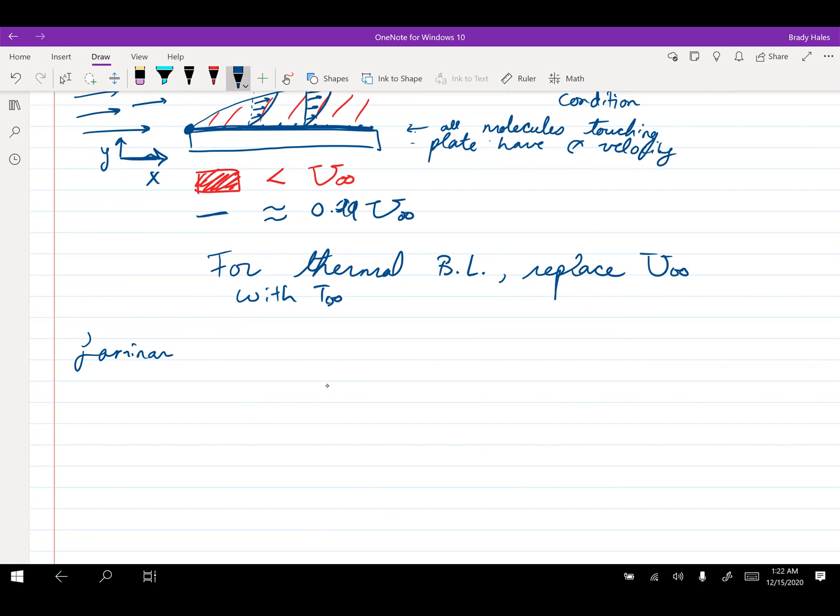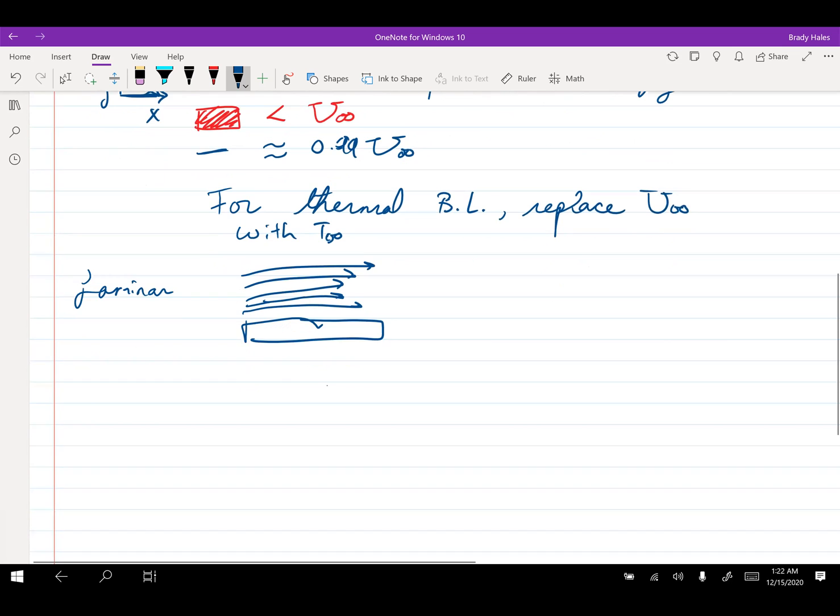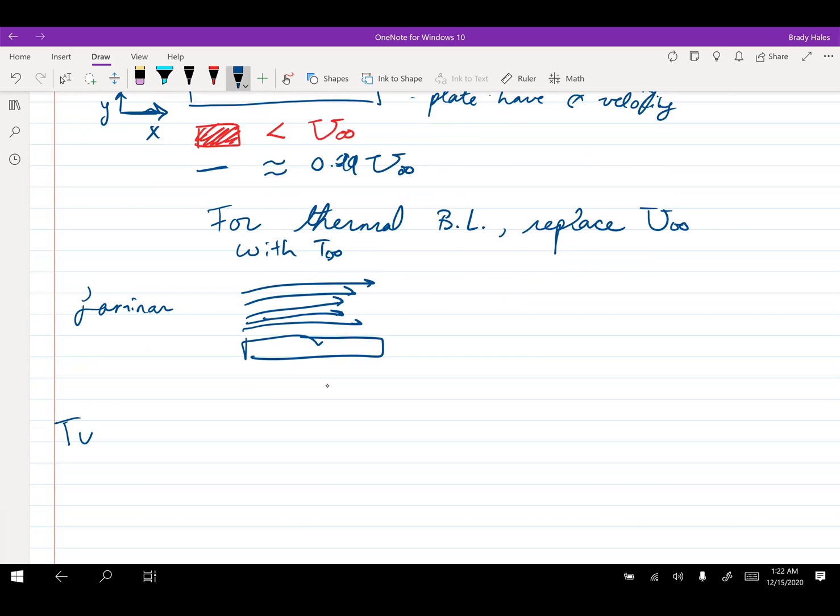Okay, so now laminar versus turbulent, right? So if you imagine this plate, all laminar is saying is that the molecules just go in a streamline. Right? So this is called the streamline. Okay, for turbulent, what you get is somewhat of a recirculating flow, right?